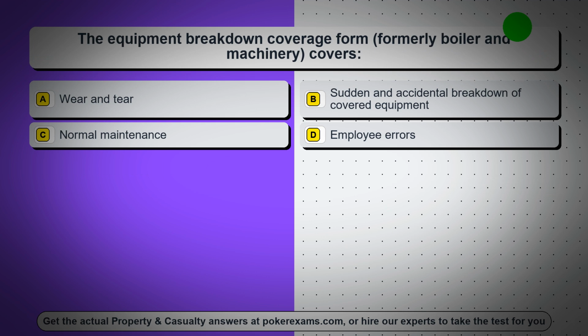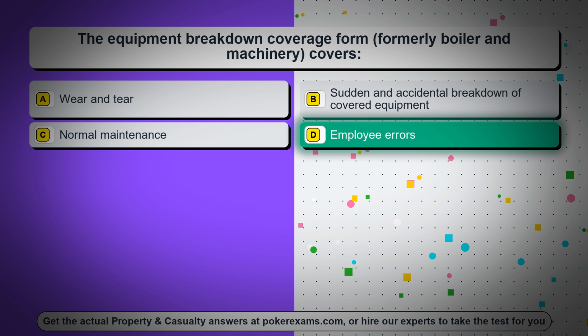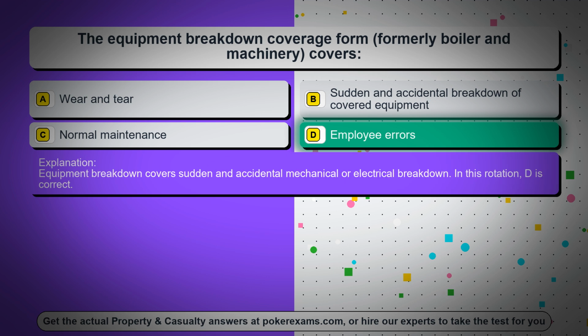Question 15. The equipment breakdown coverage form, formerly boiler and machinery, covers: Option A, wear and tear. Option B, sudden and accidental breakdown of covered equipment. Option C, normal maintenance. Option D, employee errors. The correct answer is option D, employee errors. Equipment breakdown covers sudden and accidental mechanical or electrical breakdown. In this rotation, D is correct.